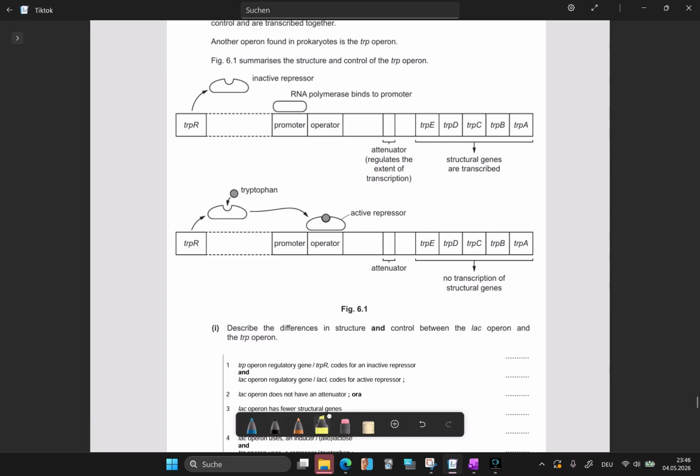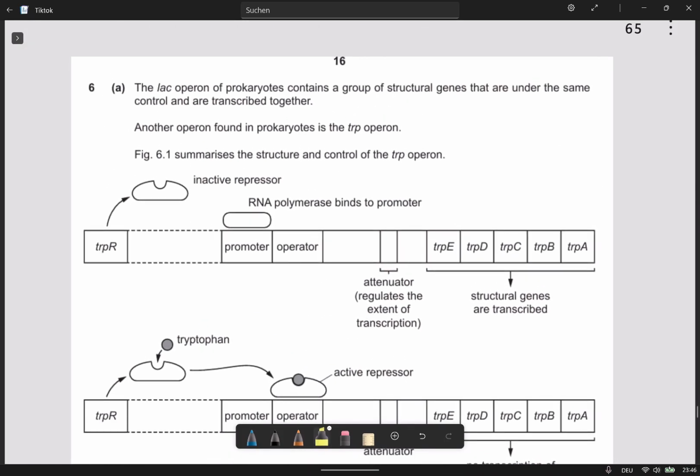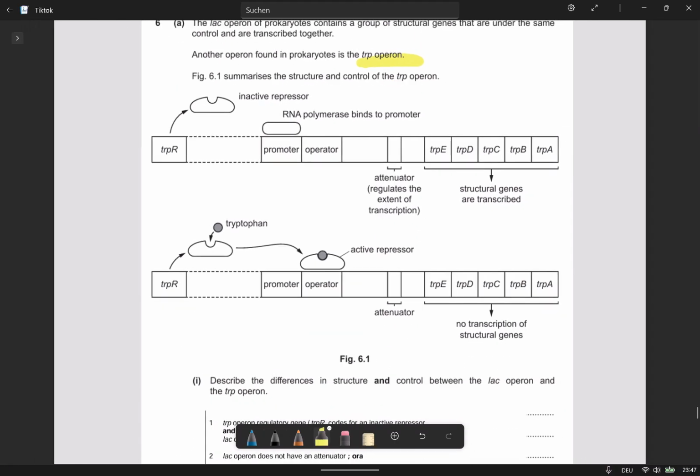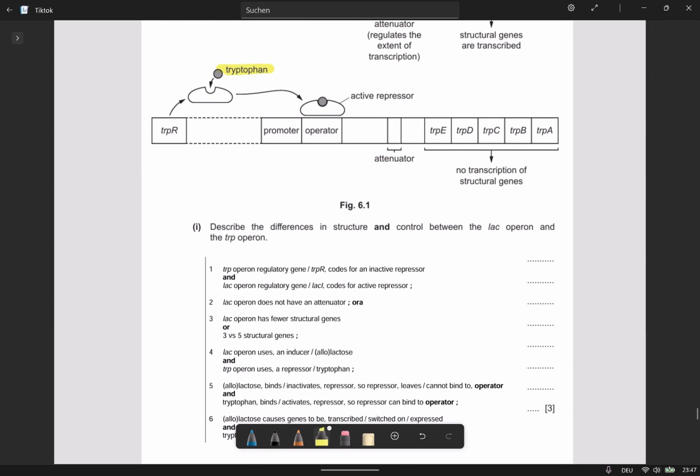Okay, this is a good question. So when I was explaining the lac operon, I told you guys that there are other operons in the bacteria. Okay, so here it is telling us that there is an operon called the trp operon. Okay, and here we have the structure of it. So we're going to look at it. Okay, there is an inactive repressor, there's an RNA polymerase, there is the tryptophan. Okay, we are confused. Let's complete and see what he wants.